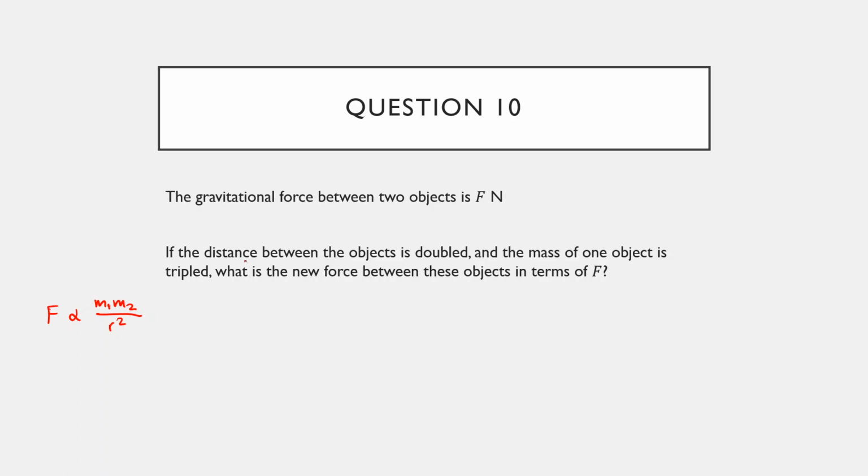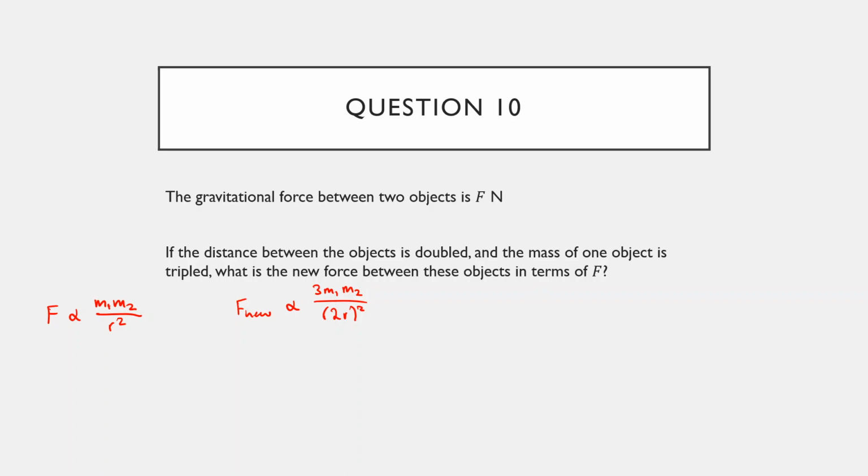So it's saying that we are doubling the distance between the objects. So the new force is going to be proportional to, if we just ignore G, the distance is doubled, so we've got to replace R with 2R. And one of the masses is tripled. So let's say mass 1 is tripled. Instead of writing M1, you can write 3 times M1. And we're still keeping the second mass the same.